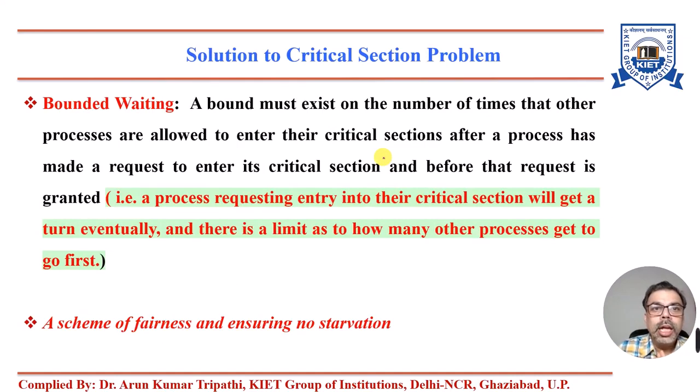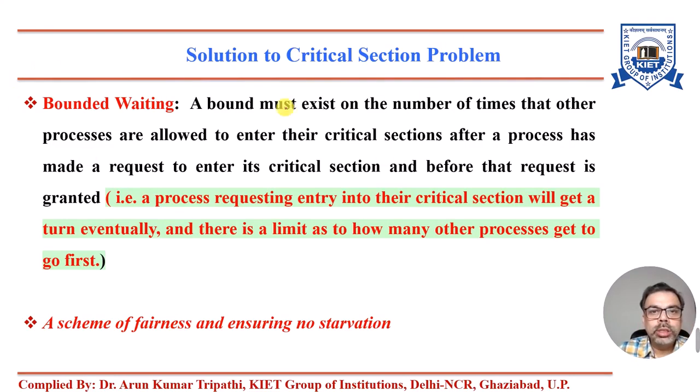Last one is bounded waiting. A bound must exist on the number of times that other processes are allowed to enter the critical section after a process has made a request to enter into the critical section. Means, suppose that there are four processes P1, P2, P3, and P4, and all want to enter into the critical section. So this is not possible: P1 is getting the critical section again and again, and the rest P2, P3, P4 are waiting continuously or maybe in the starvation condition. So there should not be starvation.